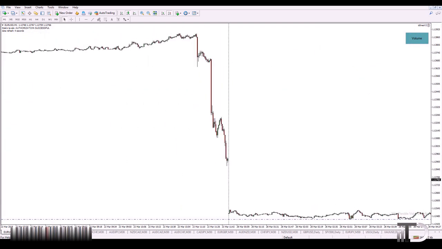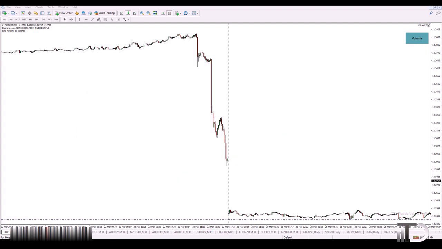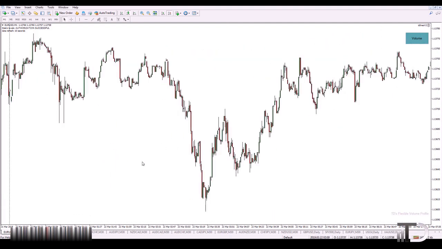Alright, do you see that? There's a gap. This is not a weekend gap, this is a gap in 1 minute data. This one is 22nd March. And right there, there's 28th March. 7 days missing. Let's go further, alright?